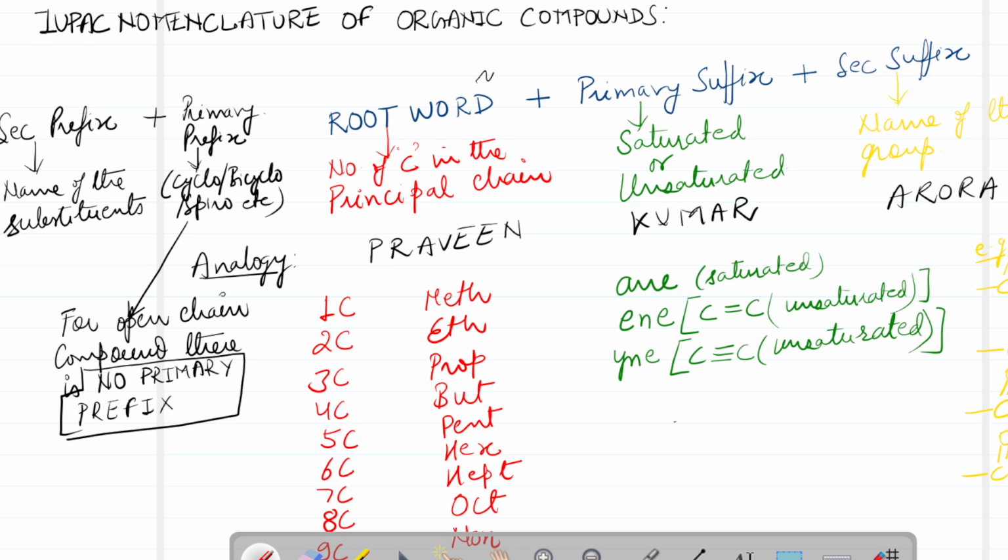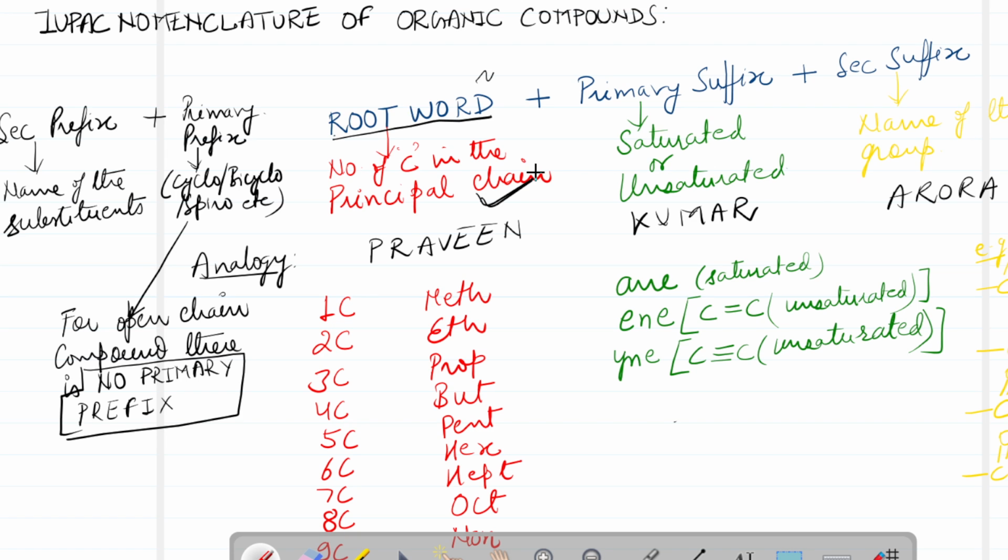Actually, the epicenter of this nomenclature is the root word, and this root word tells you about the number of carbon in the principal chain. Now, what is principal chain? I would discuss with you later. Number of carbon in the principal chain, root word, right?